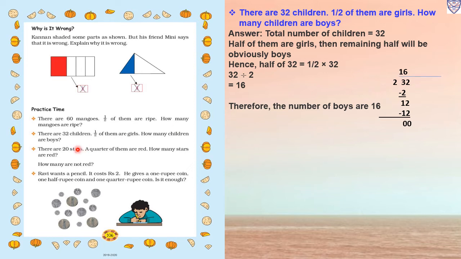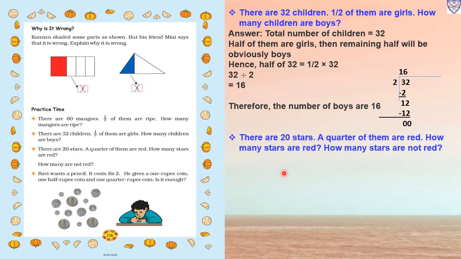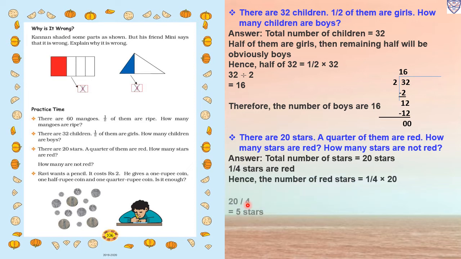Next question, there are 20 stars, a quarter of them are red. How many stars are red? So total number of stars equals 20. A quarter of the stars are red. That means 1/4 of the stars are red. Hence the number of red stars equals 1/4 multiplied by 20. 20 divided by 4, 4 5s are 20, we will get 5. So 5 is our answer. Therefore the number of stars which are red equals 5 stars.